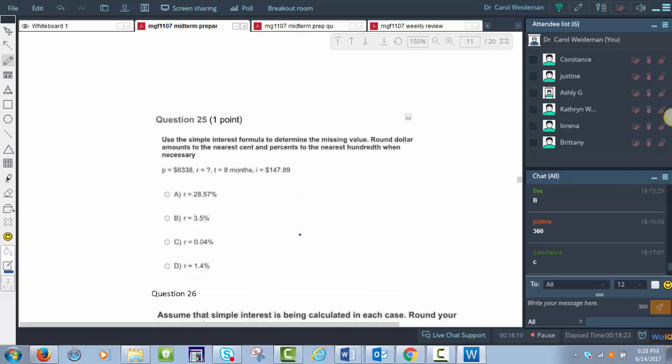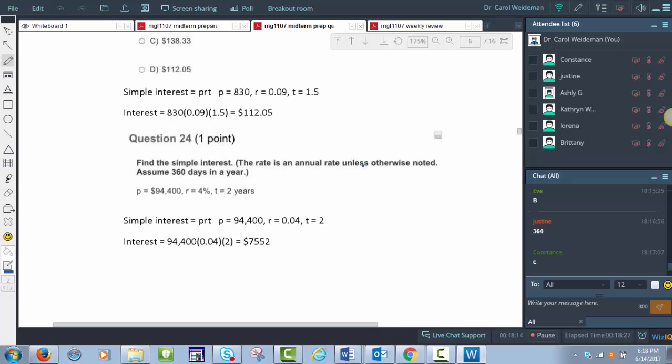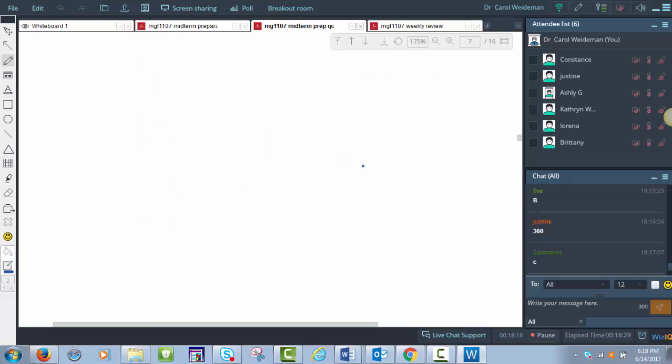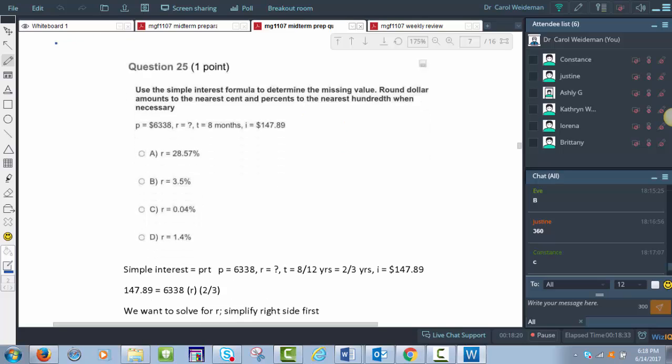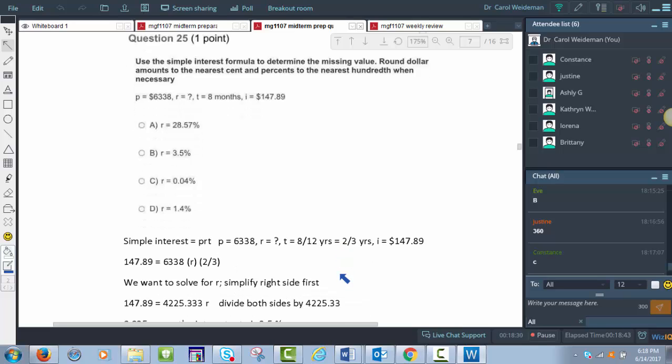Another simple interest problem. Okay, now this one's a little different because it's got months in it. So I wanted to show you one example where you go less than a year or you go in terms of something other than a year. So what I did here was I said, okay, the time is going to be 8 months out of 12. We want to convert it to years, which is 2/3 of a year. And then I just put it in.